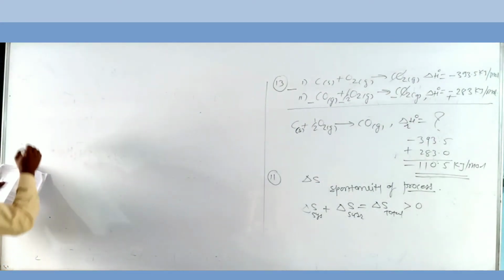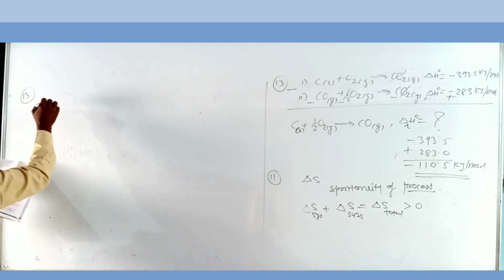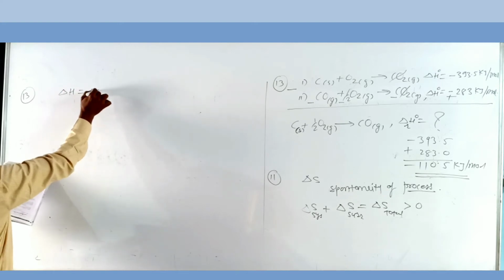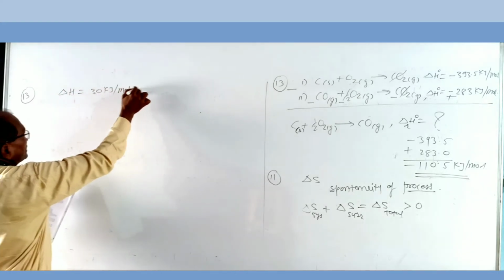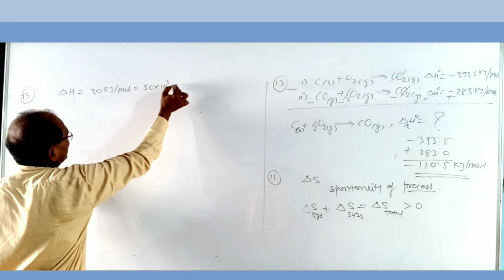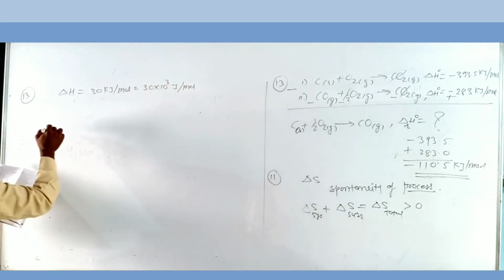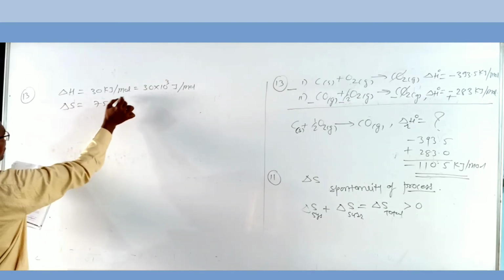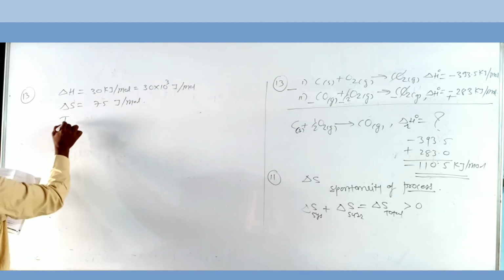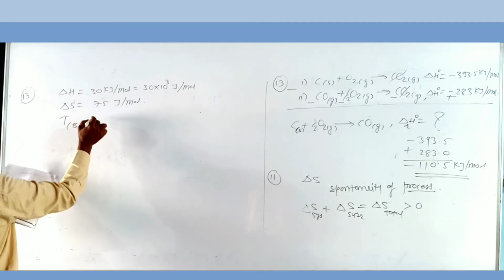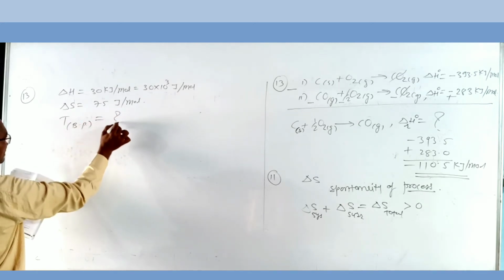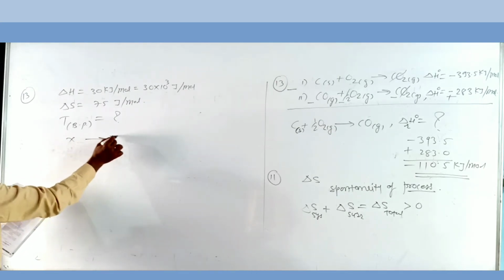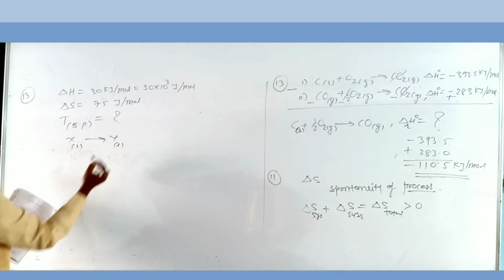The enthalpy of vaporization of the liquid, delta H is equal to 30 kilojoule per mole, that is 30 into 10 to the power 3 joule per mole. And entropy delta S is equal to 75 joule per mole. What is the temperature? Which temperature? Boiling point of the liquid. It means here, initially X is converted into Y. X is solid and Y is liquid.